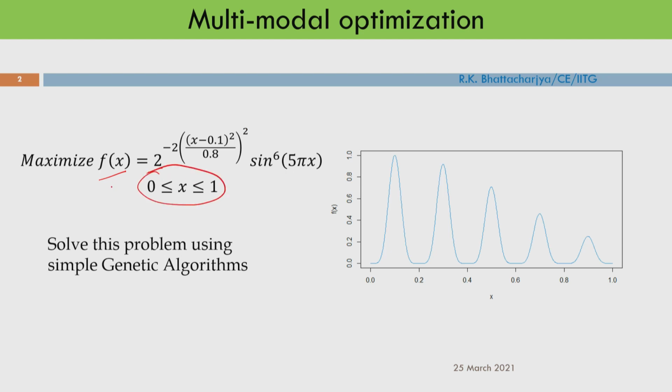Now if I plot this function, I have shown you the plot here and you can see there are several optimal points. If I maximize, I can say that this particular solution is the global solution and the others are basically local solutions. These are all local optimal solutions, and one of them, the best solution, is the global solution.